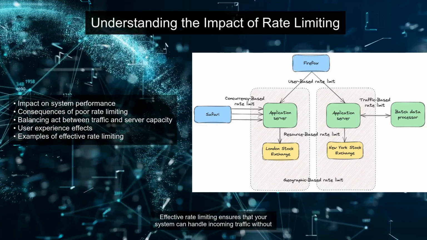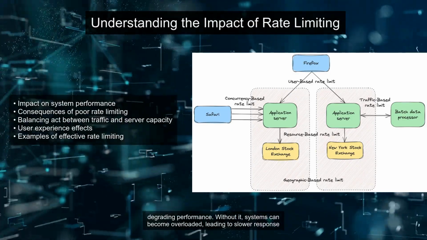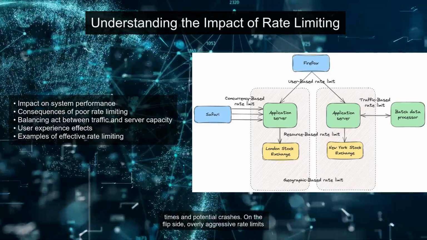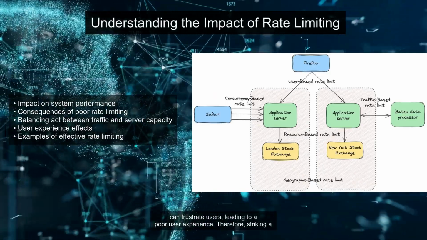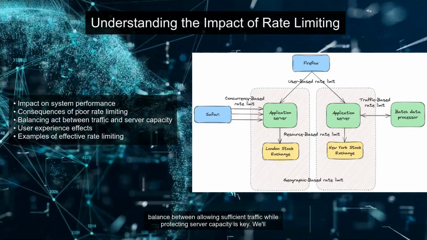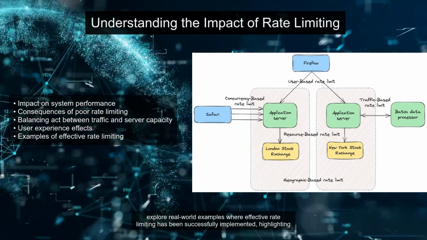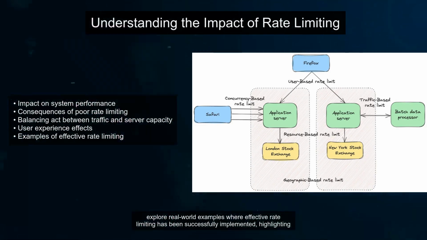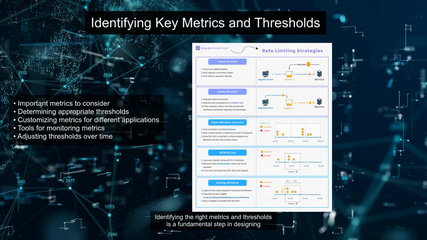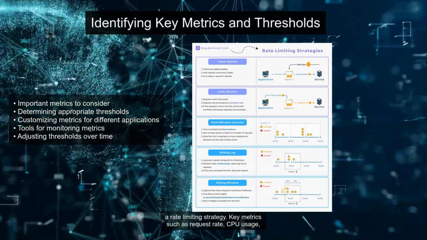Effective rate limiting ensures that your system can handle incoming traffic without degrading performance. Without it, systems can become overloaded, leading to slower response times and potential crashes. On the flip side, overly aggressive rate limits can frustrate users, leading to a poor user experience. Therefore, striking a balance between allowing sufficient traffic while protecting server capacity is key. We'll explore real-world examples where effective rate limiting has been successfully implemented, highlighting both positive outcomes and lessons learned from failures. Identifying the right metrics and thresholds is a fundamental step in designing a rate limiting strategy.